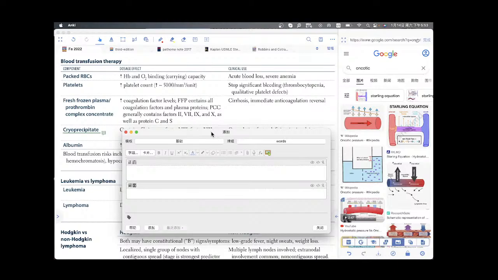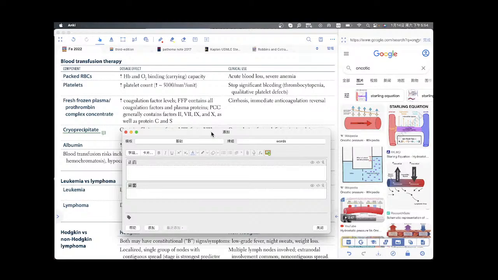Okay, so we can remember when we talk about the anticoagulation reversal agent. So when we talk about warfarin, we always use vitamin K to get a slow anticoagulation reversal. But if you want a rapid reaction to stop the bleeding situation, we also use vitamin K plus the FFP and PCC.